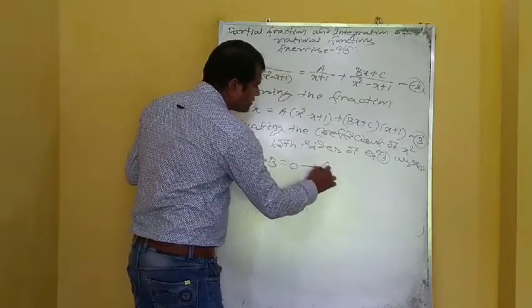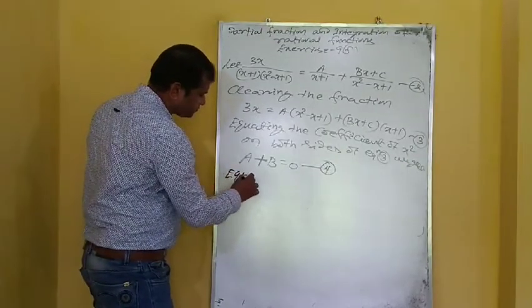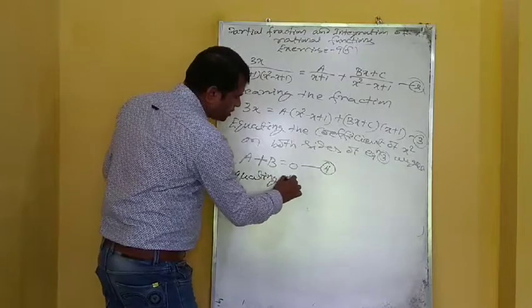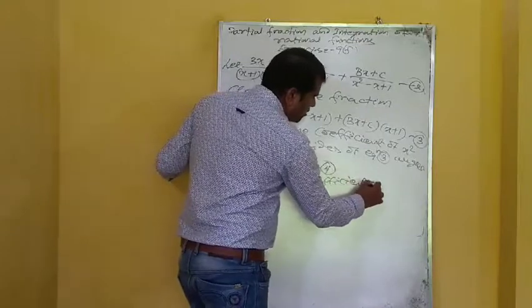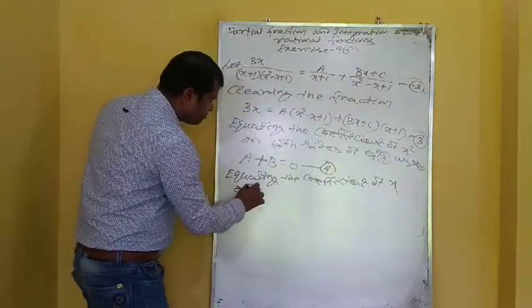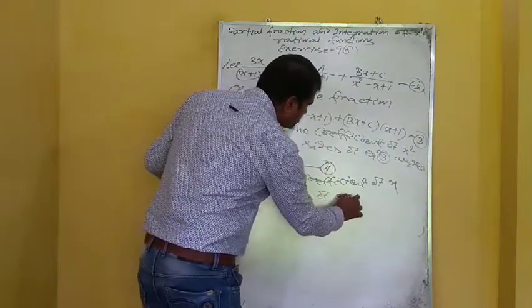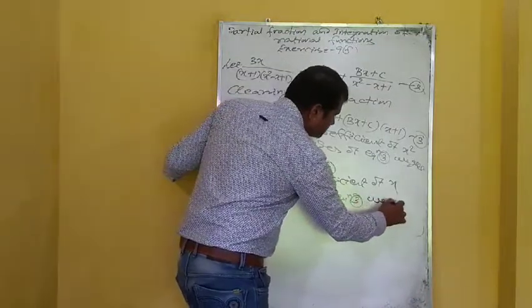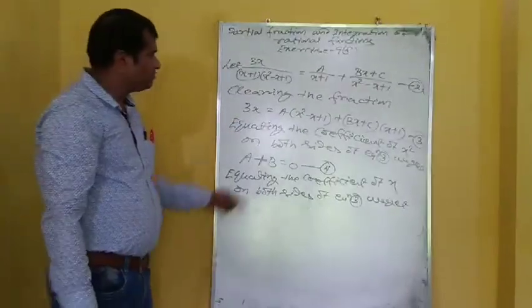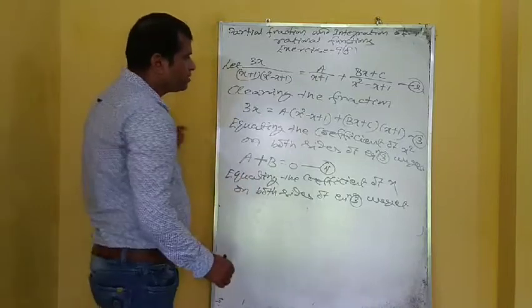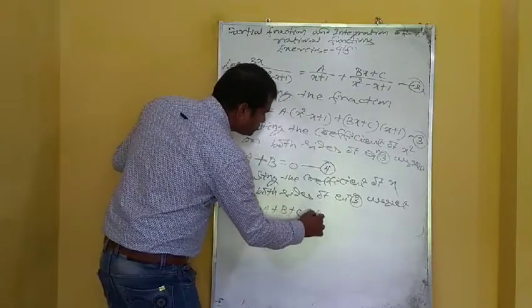Number 4. Now equating the coefficient of x on both sides of equation 3, we get: on the left side the coefficient of x is 3, on the right hand side minus a plus b plus c. So minus a plus b plus c is equal to 3.